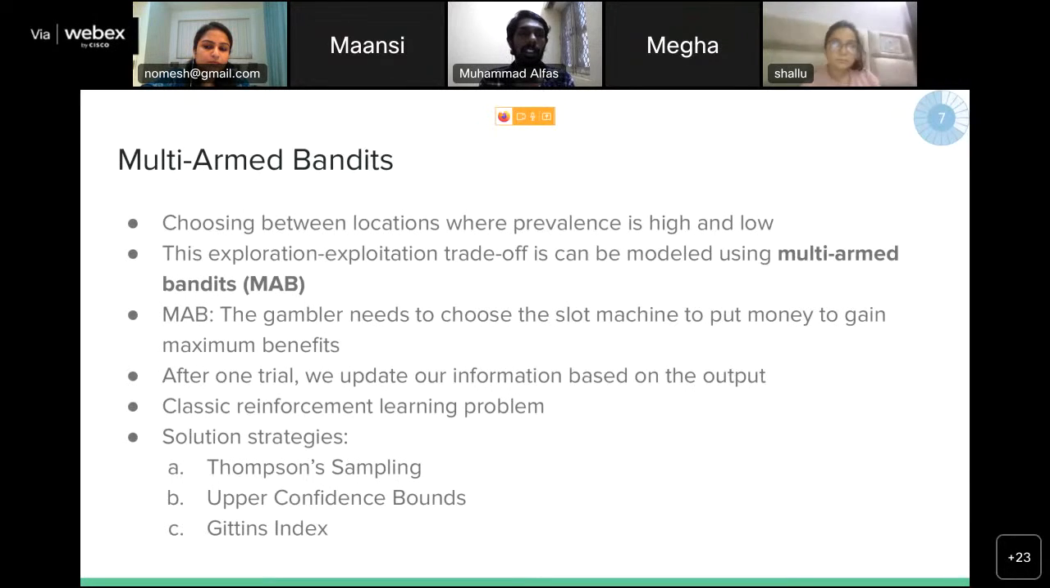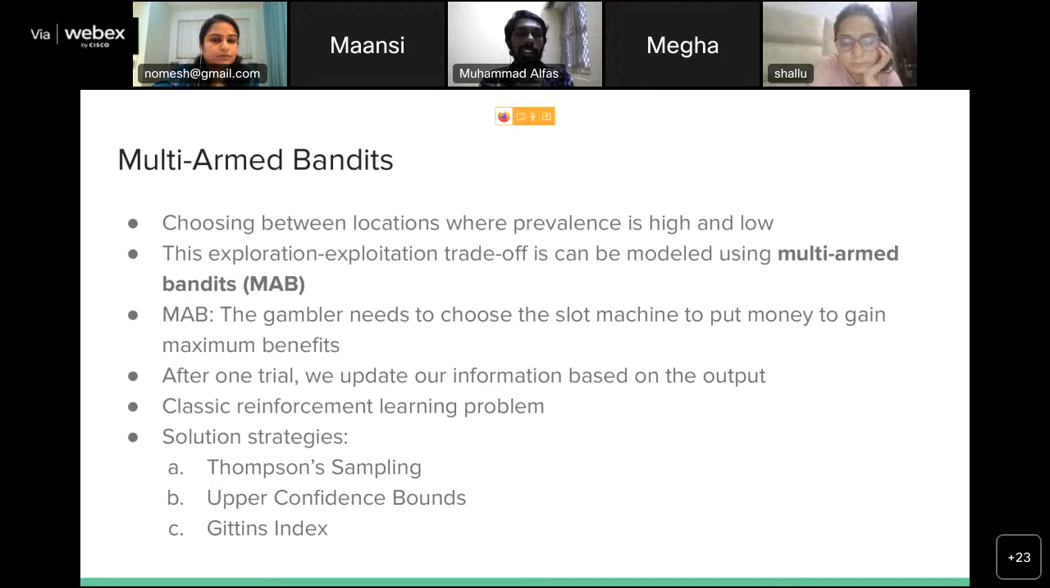So for the allocation, we use a multi-armed bandit problem. The major concern in allocation of testing kits is where to allocate them: whether to the places where prevalence is high or to the places where the prevalence is low. The usual intuition is to allocate the testing kits to places where prevalence is high. But if we strictly follow the prevalence rate, there is a danger that if we miss the places where prevalence is low, there will be a high number of cases in the future. So we need to have a trade-off between this exploration and exploitation.